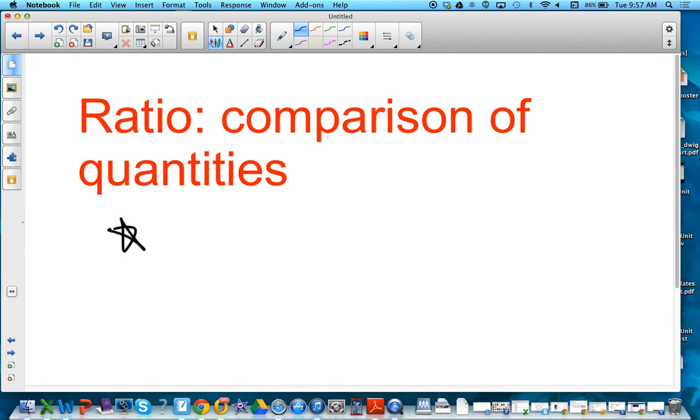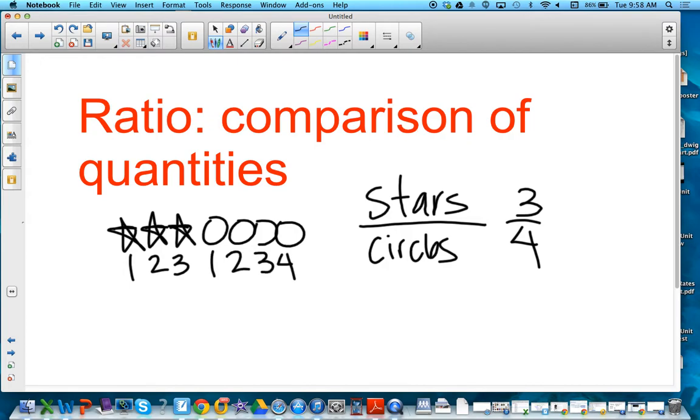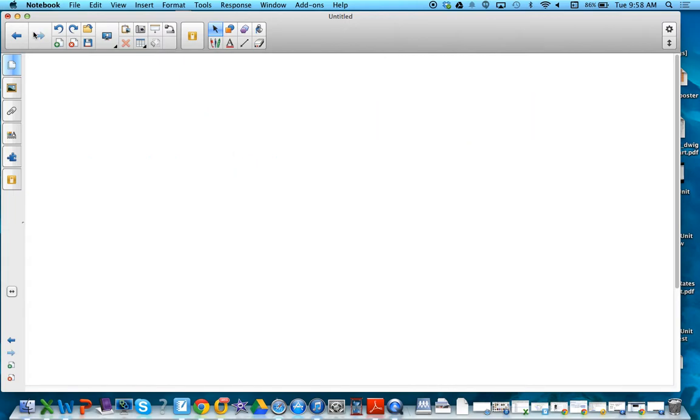So for instance, if I have this, the comparison of stars to circles is going to be written as 3 to 4. Stars to circles is 3 to 4. I have 1, 2, 3 stars and 1, 2, 3, 4 circles. Pretty straightforward. Good. Great. Let's move on.